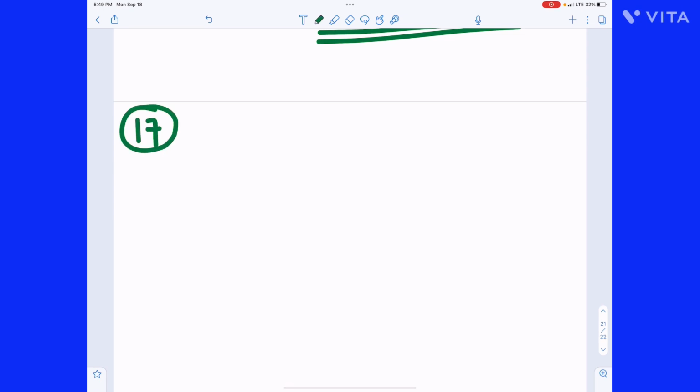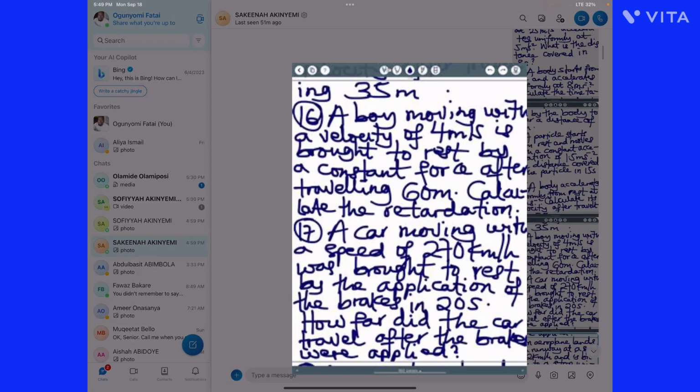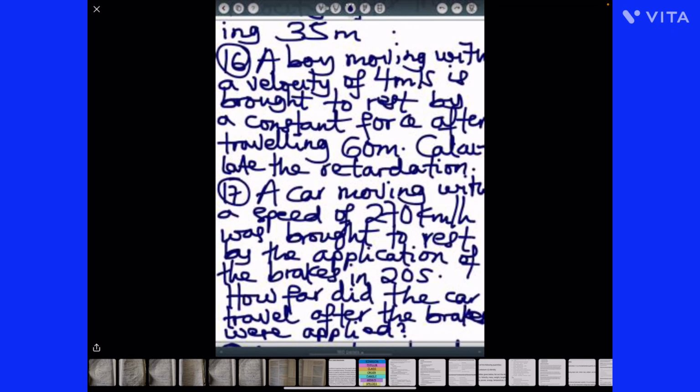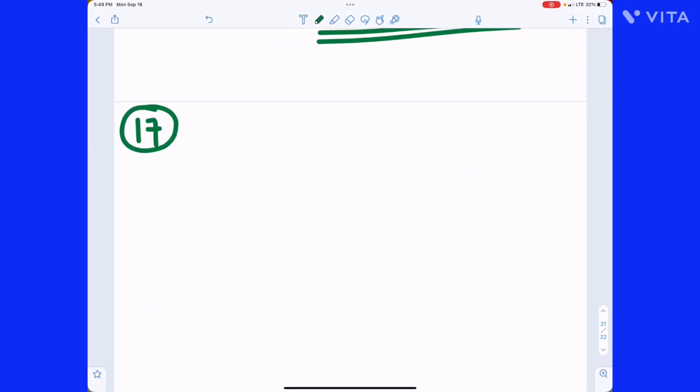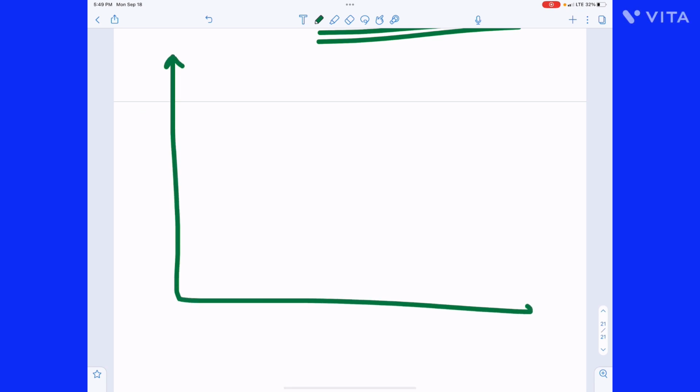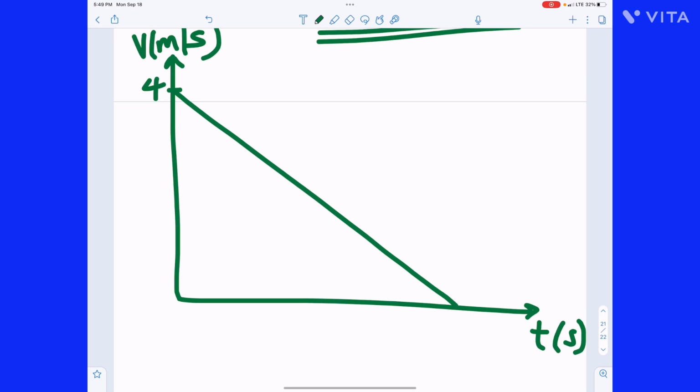Question 17 says, a car moving with a speed of, okay, I didn't draw the velocity time graph for question 16. Let's draw a velocity time graph for question 16. Can you just pay attention? Time in seconds, velocity in meters per second. It was initially moving at 4 meters per second, then decelerated to rest. So this is the initial velocity. Then final velocity is 0, because this axis shows that it starts from 0 there.